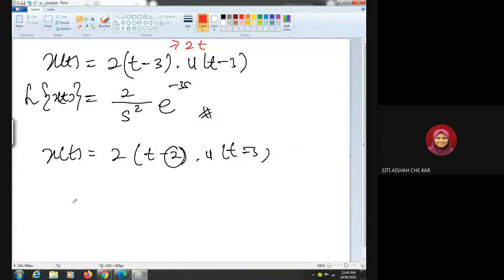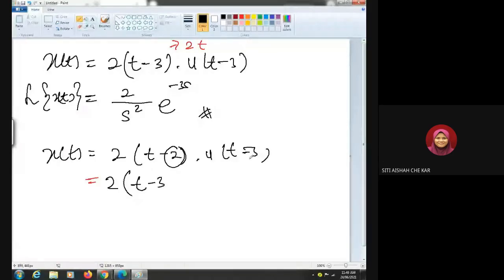So apa maksud saya macam ni. You kena alter sikit soalan you supaya dalam ni pun negative 3 juga. Kena follow apa yang ada kat sini. You have to follow the shifting when you want to close, you kena sama. If this one negative 3, here also negative 3. Okay, so you have to modify your original question. So what you can do is 2t minus 3.